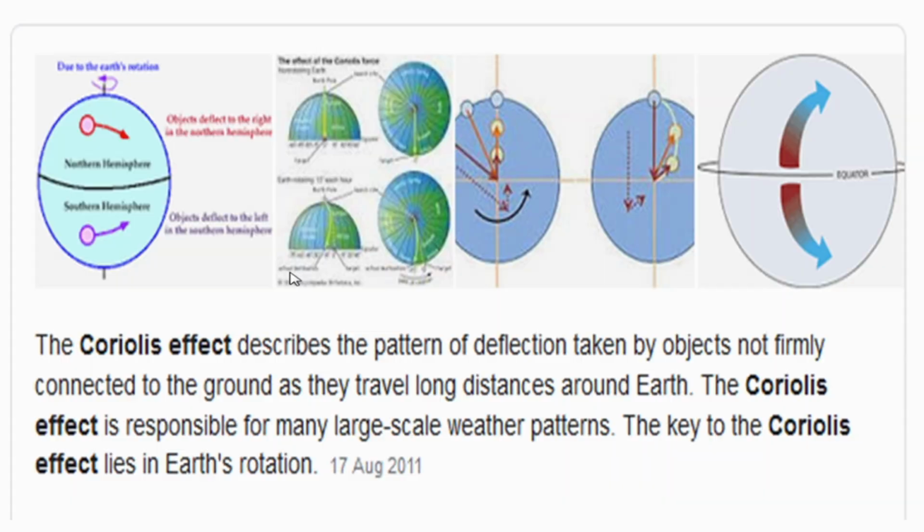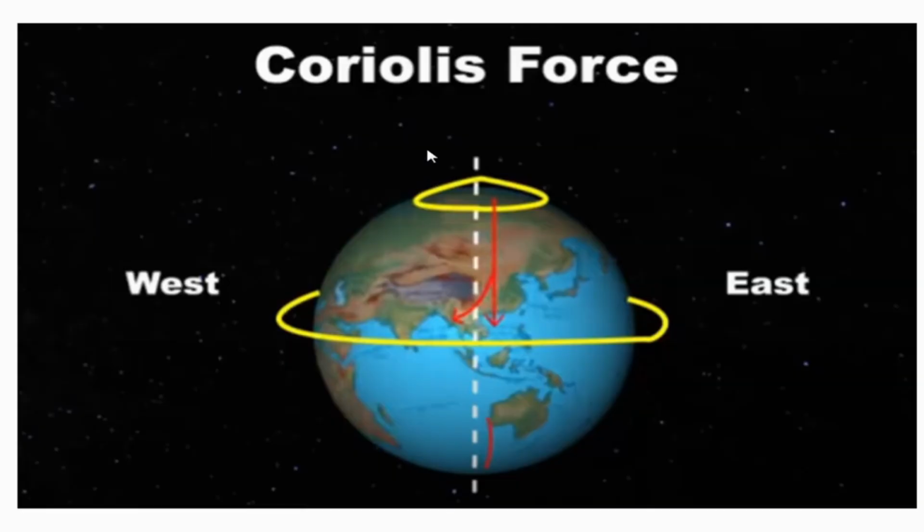Okay? So, this is the Coriolis force or Coriolis effect. So, we have the west and the east. So, dito po yan. Papunta dito sa east yung rotation ng Earth natin. So, ang sistema, ganyan po ang nangyayari. Ano? Papunta sa right, papunta sa left.